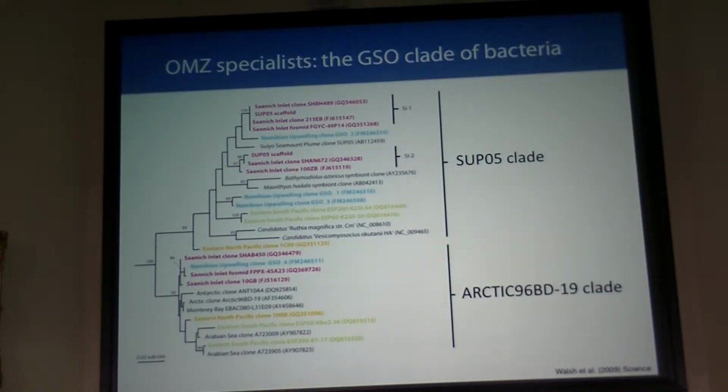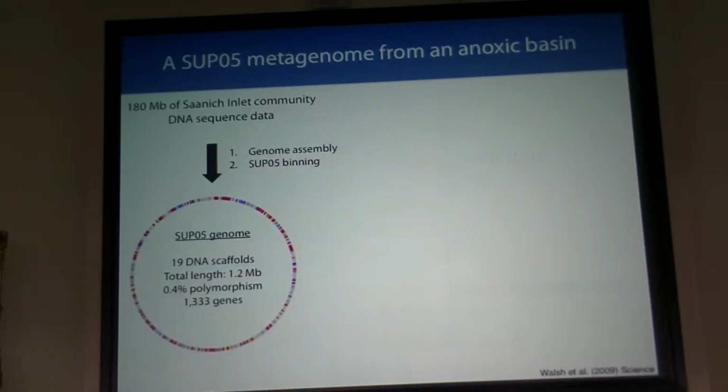One is called SUP5. I'm sorry about the names, but I don't name these things. We don't have cultures, right? So we have all these abstract clade names. And the other one is this Arctic96BD-19 clade here as well. Okay? And I'm going to talk about the ecological differences between these, so that's why I'm pointing it out.